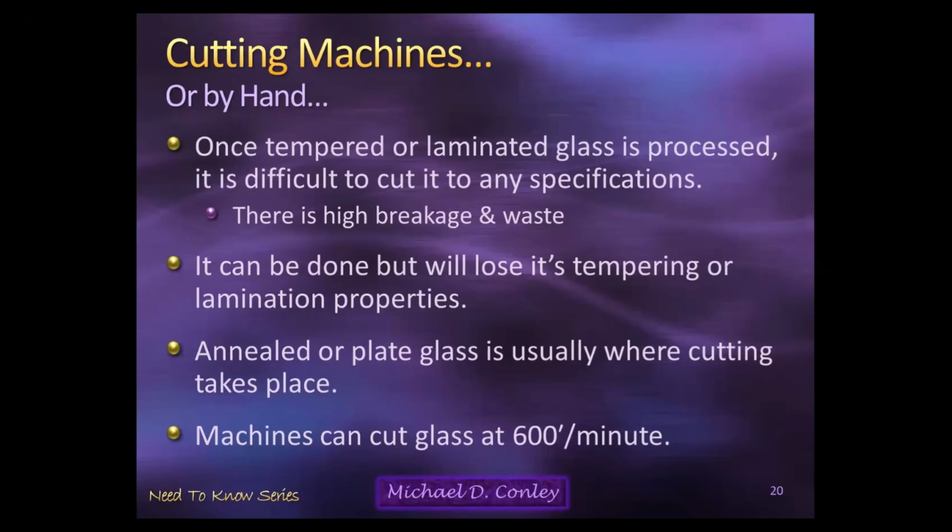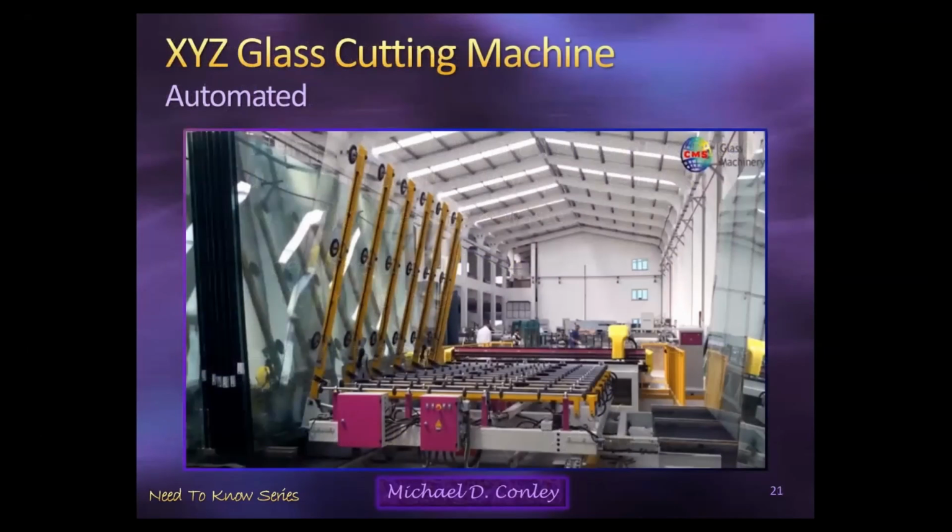Machines can cut glass up to 600 feet per minute. This is a processed, automated glass cutting factory right here. XYZ stands for the different directions. There are different parameters of the glass: left to right, up and down, or thickness. That's what the XYZ relies on. That's what they call the machine.